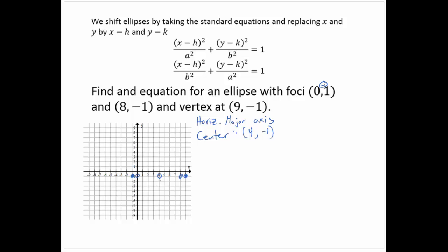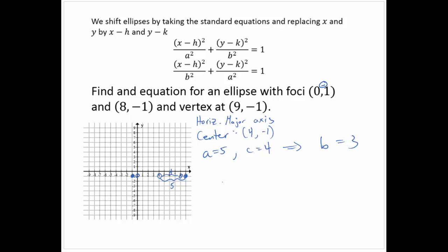All right, and let's see, what's the distance from 4 to 9? That's a distance of 5. From 4 to 8, that's a distance of 4. So I know that A equals 5 and C equals 4. So like in the previous example, we can then find that B equals 3, using the fact that C squared is A squared minus B squared.